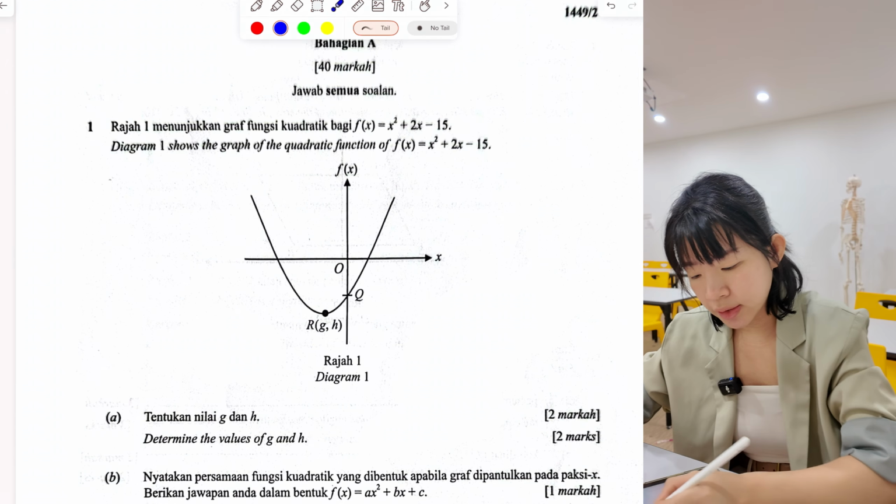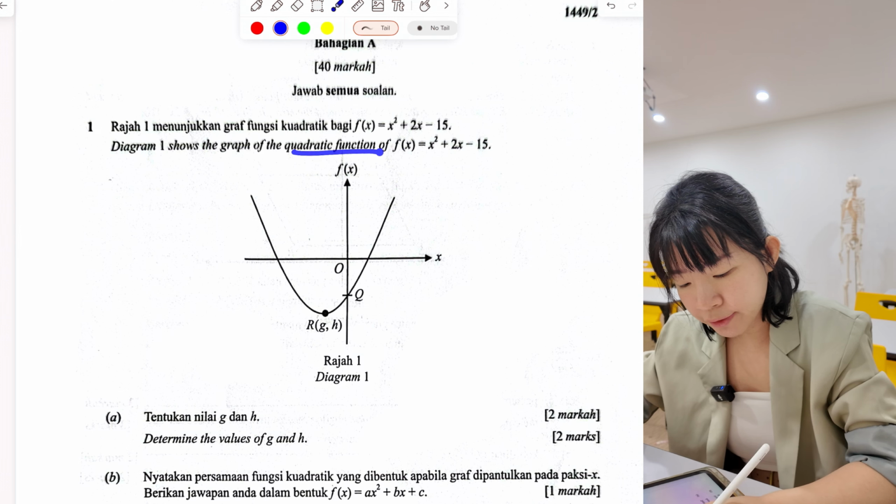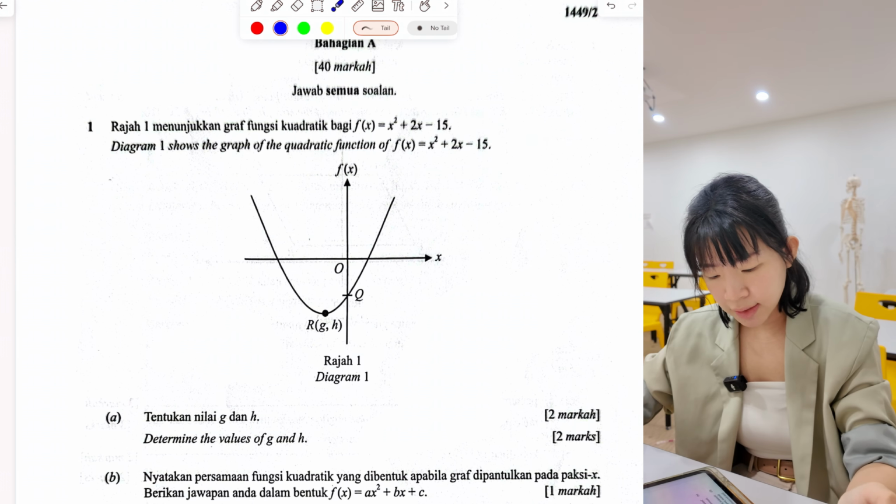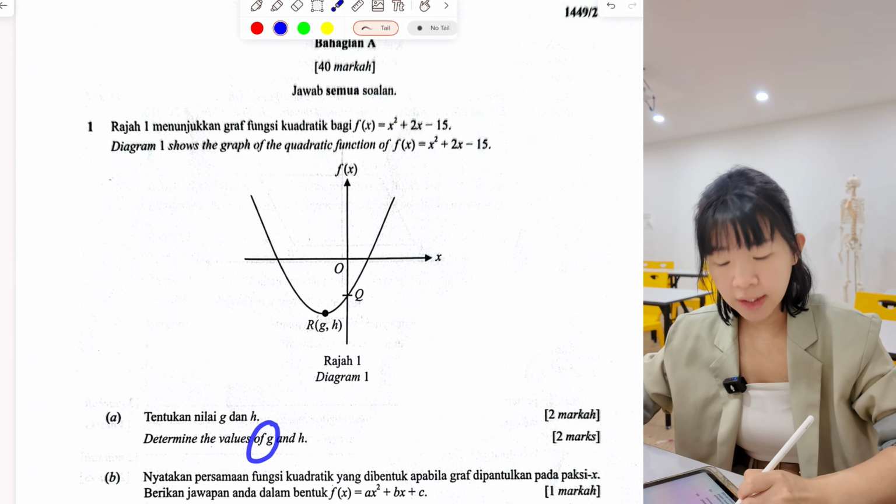Okay, so let's look at the first question. The diagram shows the graph of a quadratic function. So they give us this, and they ask us to determine the value of g and h.